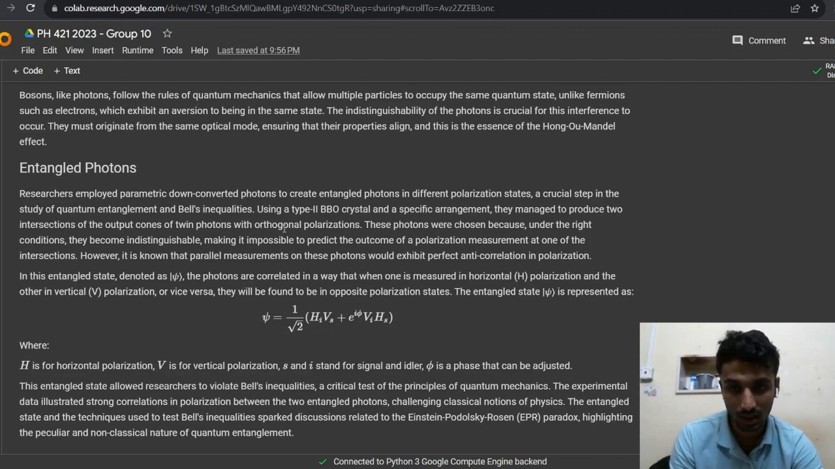So in this entangled state, we see that the photons are mixed in a way that if one is measured in horizontal and the other in vertical polarization, they'll be found in opposite polarization states. So this is the entangled state that we see, and this allowed us to violate the inequalities, and thus showing the extreme non-classical nature of quantum entanglement.